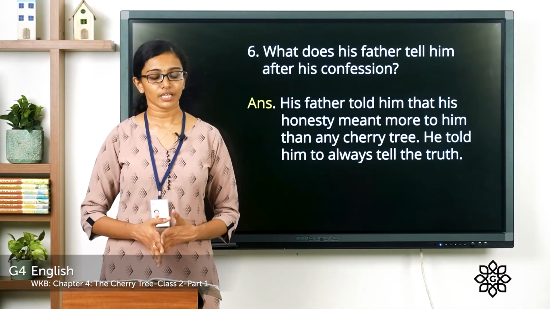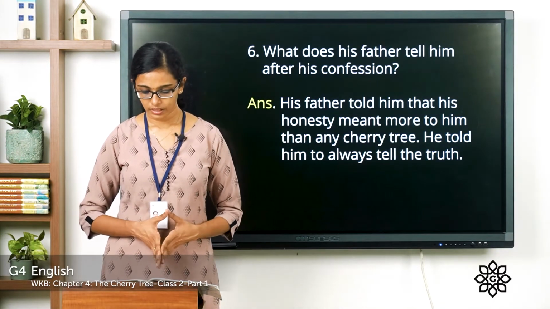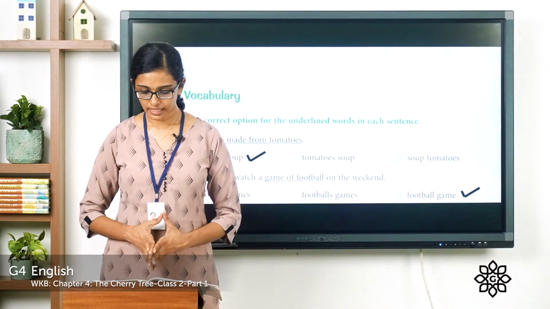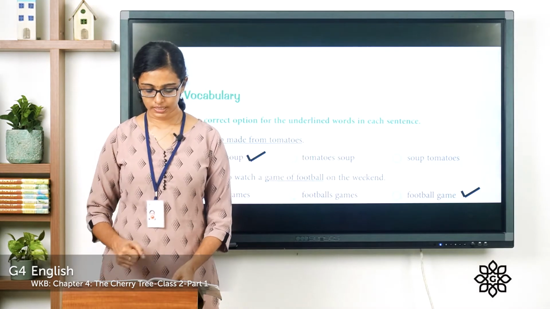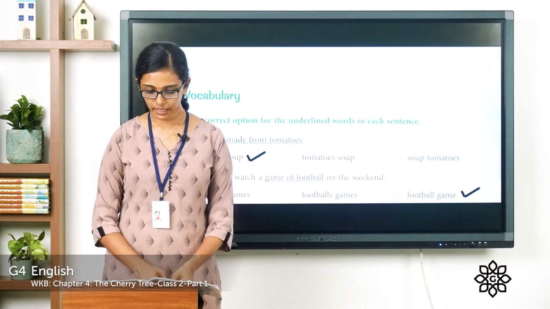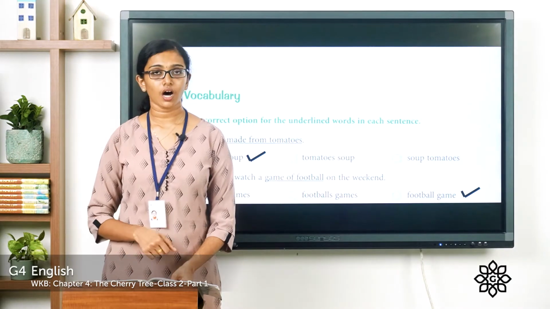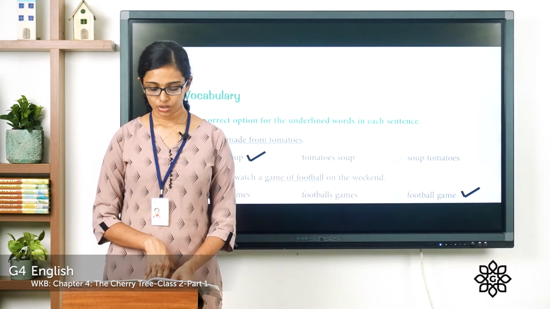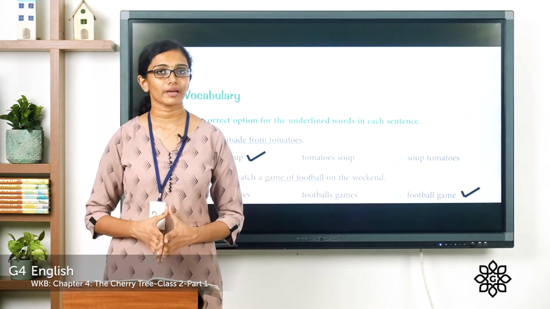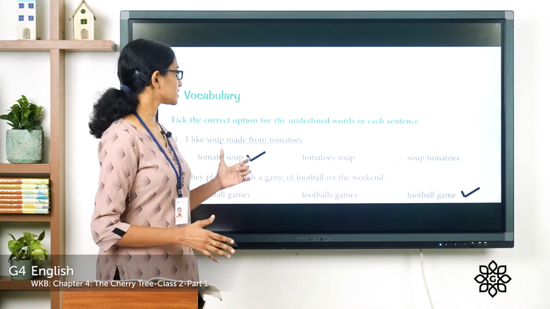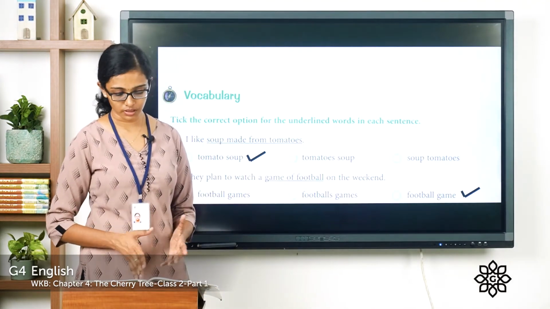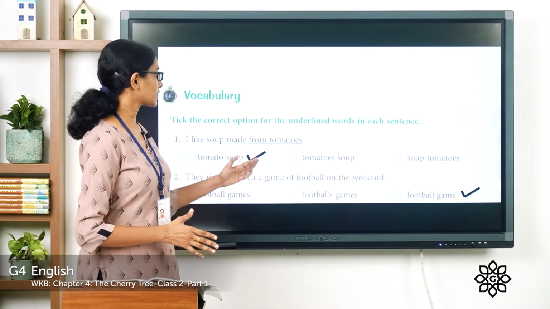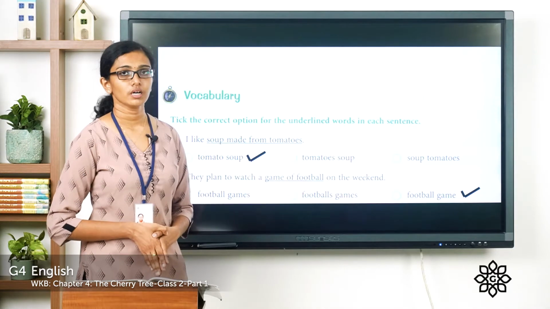Now let's move on to the next set of exercise, vocabulary. And it's about using nouns and adjectives. Tick the correct option for the underlined words in each sentence. Question number 1. I like soup made from tomatoes. You can see the options tomato soup, tomatoes soup and soup tomatoes. So what do you say for a soup made from tomatoes? We say it as tomato soup. So the correct option is the first option. I like tomato soup. So you can tick the correct option in your workbook.